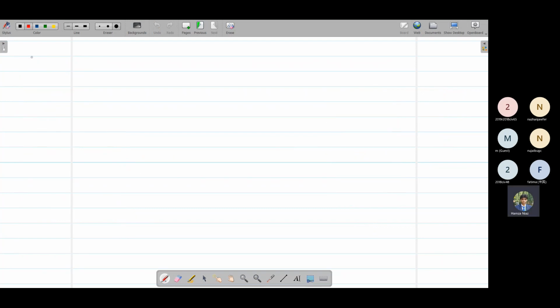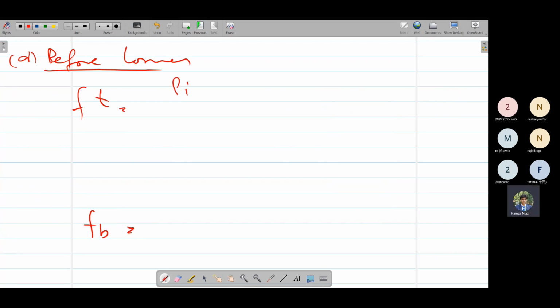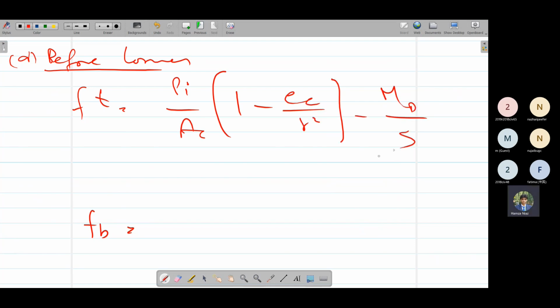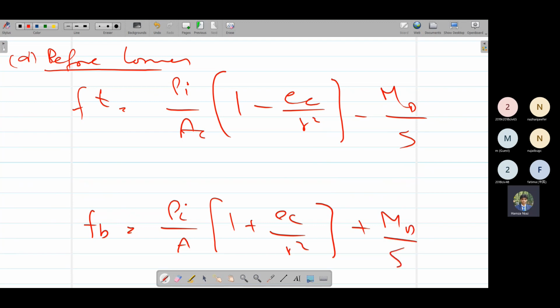Then, before losses, we have F top and F bottom, again same. So PI over AC times 1 minus EC over R square minus MD over S, and PI over AC times 1 plus EC over R square plus MD over S. We know all these, so we can put FT and FB. These are top and bottom stresses.